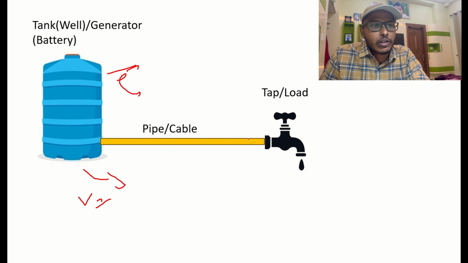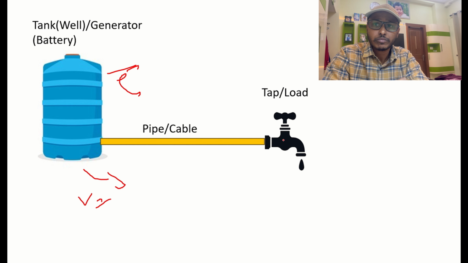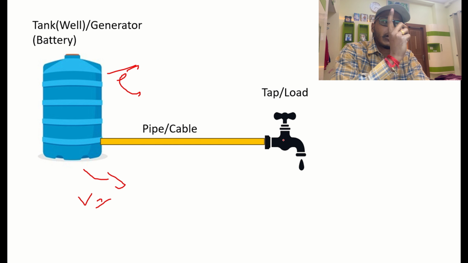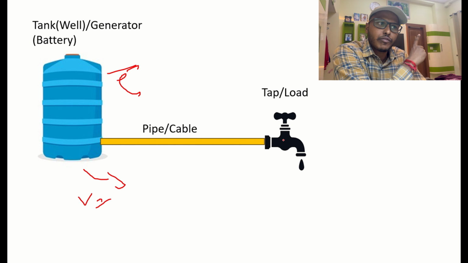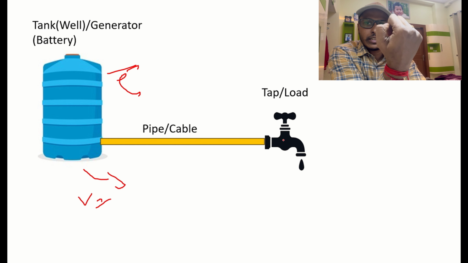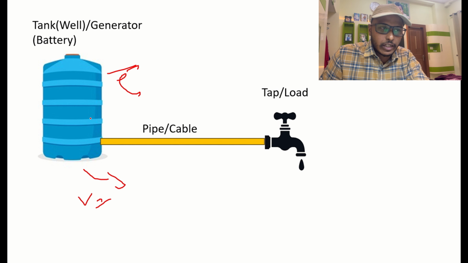Because of this potential difference, that is because of this voltage only, these electrons are moving from generator to load. So voltage is required to make our electrons move from our generator to our LED bulb. If your LED bulb wants to glow, there should be voltage. That means if voltage is there, only then the electrons will come from the generator to our light. Then only will we get those electrons available at the load. So that is what voltage is.